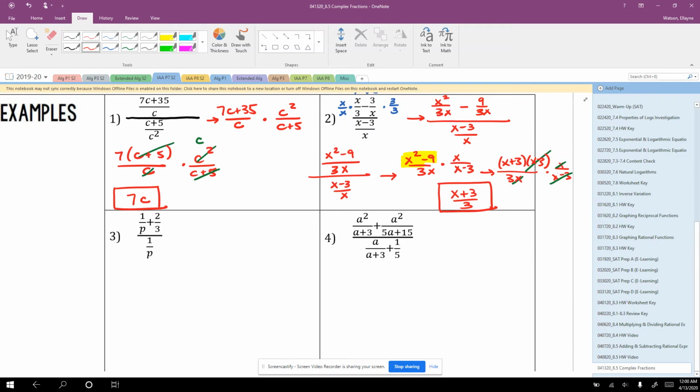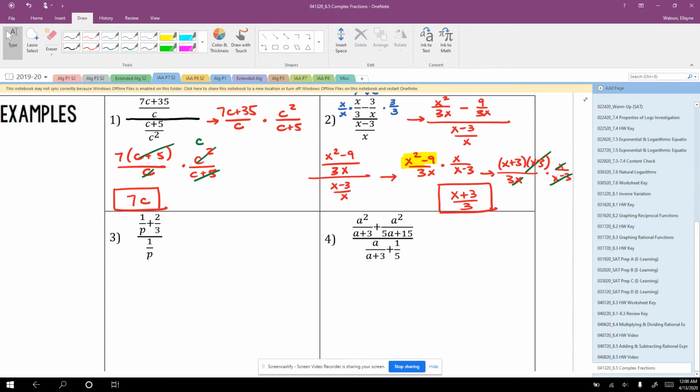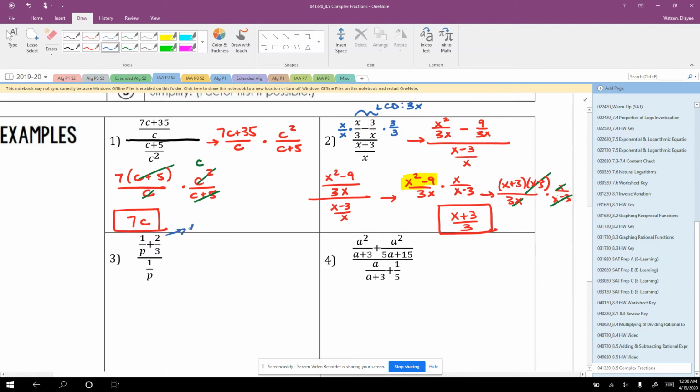Okay, so here we go. The top does not have a single fraction as of yet. So this needs to be added. So our LCD is going to be 3p. So what's missing from the first term is a 3, so multiply by 3 over 3. What's missing from the second term is a p, so multiply by p over p. The denominator we don't need to worry about because it already is a single fraction.